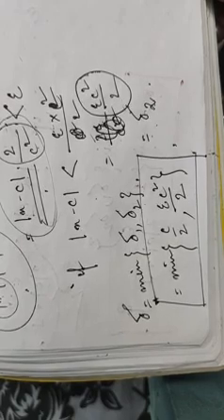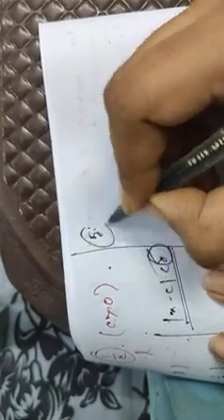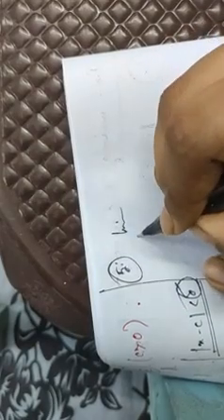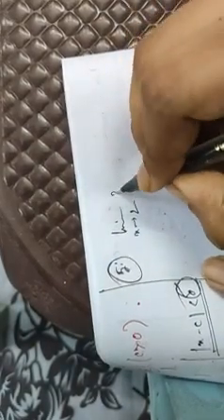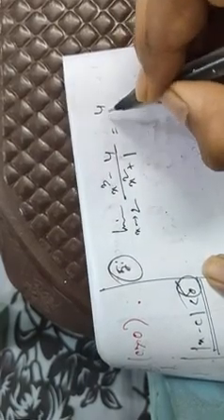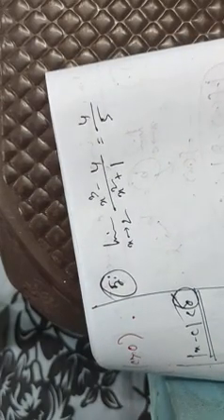Moving to the next example. Next example is example number 5. Using the epsilon delta concept, find the limit: limit x tending to 2 of (x cube minus 4) by (x square plus 1) equals 4 by 5. Prove this using the epsilon delta concept.